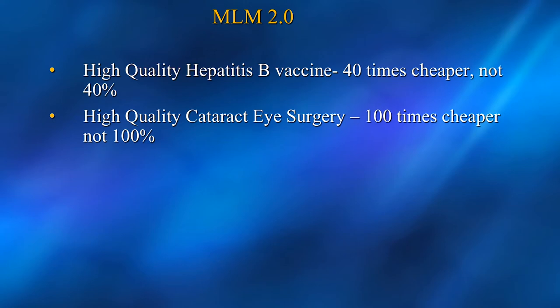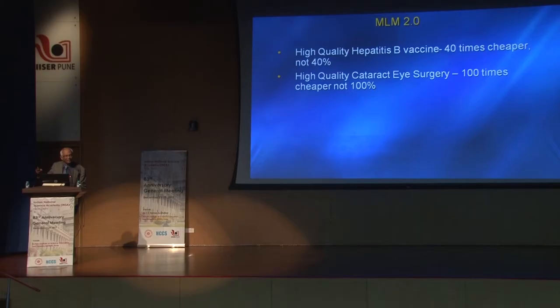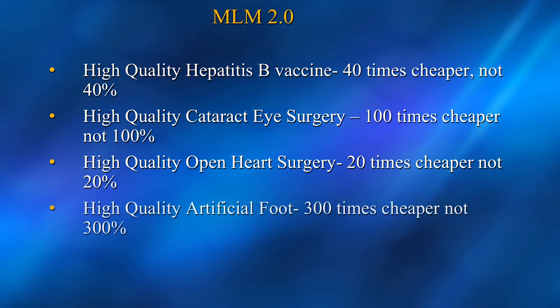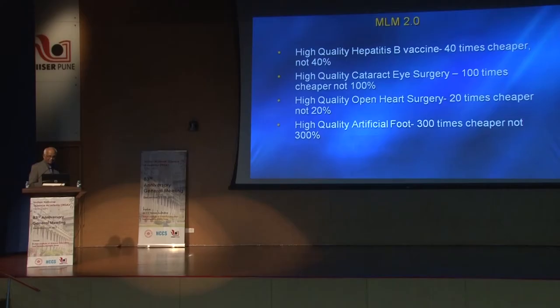High-quality cataract eye surgery, 100 times cheaper, not 100%, Arvind Eye Care. Using what? Using assembly line approach, innovation that McDonald's has, right? And how they used it. And the same was used in open heart surgery, 20 times cheaper, not 20%. High-quality artificial foot, Jaipur foot, 300 times cheaper, not 300%.